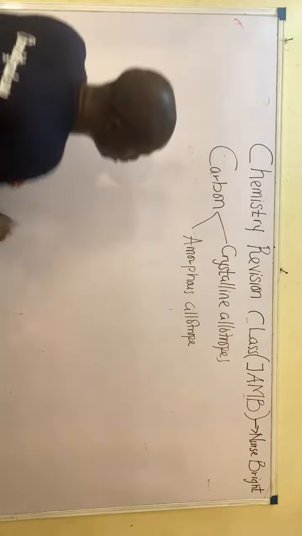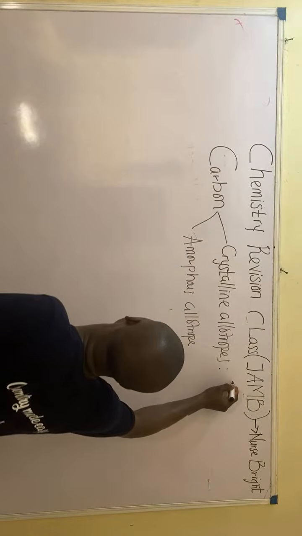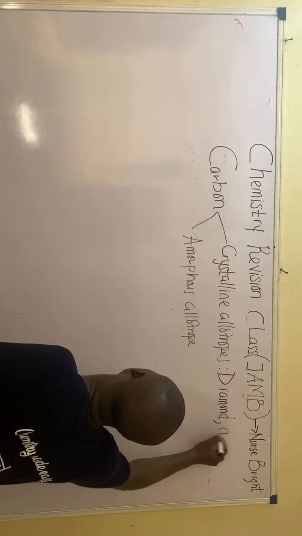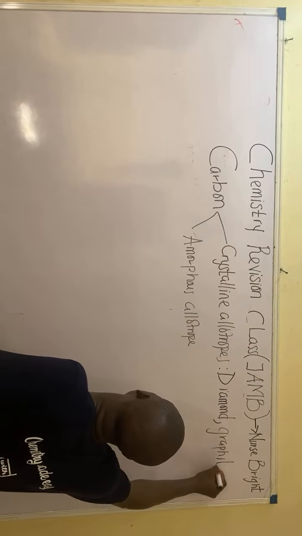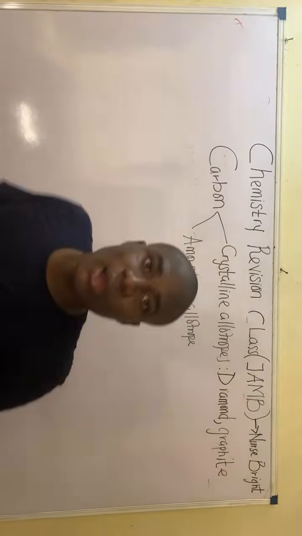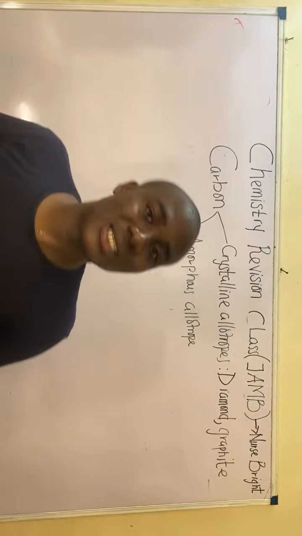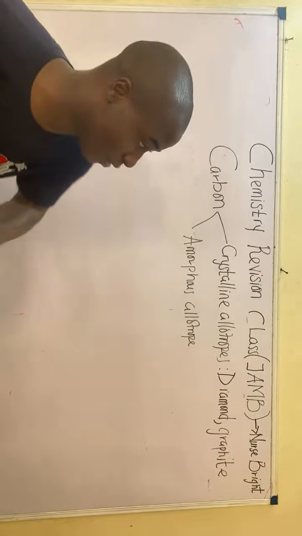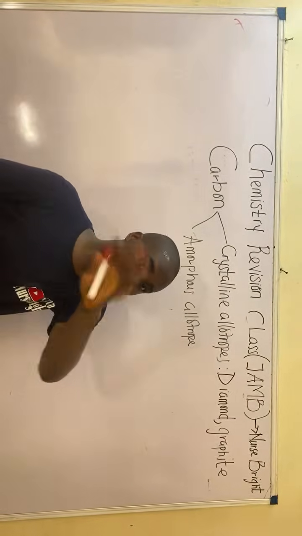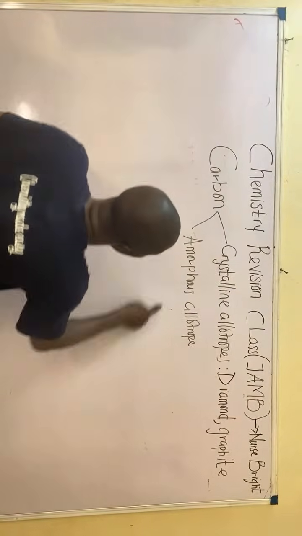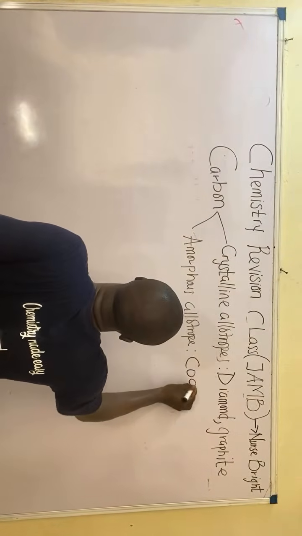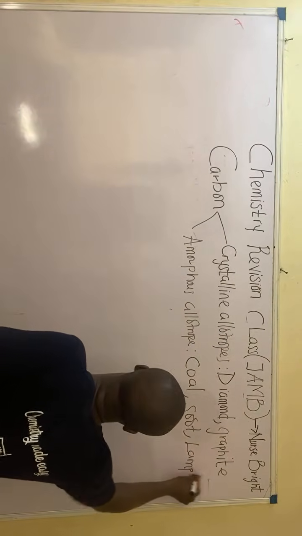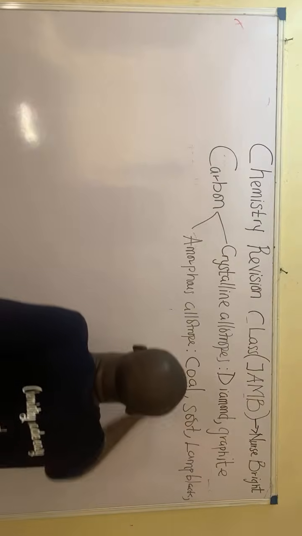Now, here are some theoretical things you must know. For the crystalline allotropes, we have diamond, graphite, and also graphene. We have graphene, Buckminsterfullerenes, nanotubes, and many others. All of these are crystalline allotropes of carbon, but majorly diamond and graphite are the two you must know for your JAMB exam. Then the amorphous allotropes include coal, soot, lamp black, and charcoal.